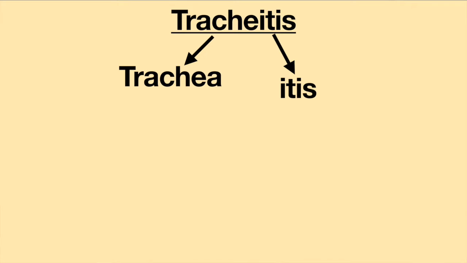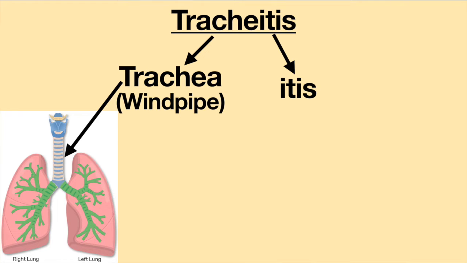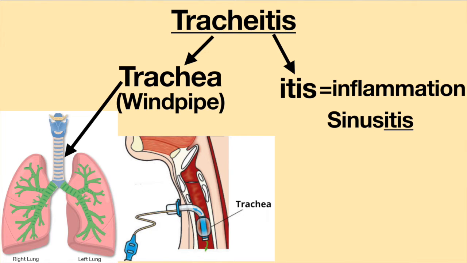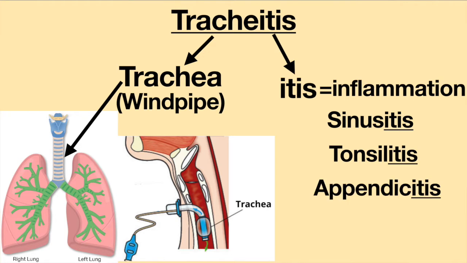Breaking down the word into its parts, tracheitis means trachea and itis. Trachea is often referred to as the windpipe. It is through the trachea in which a hole is created to place the tracheostomy tube. Itis simply means inflammation. You are probably familiar with other conditions which cause inflammation, such as sinusitis, which is inflammation of the sinuses, tonsillitis, which is inflammation of the tonsils, appendicitis, which is inflammation of the appendix, and the list could go on and on.